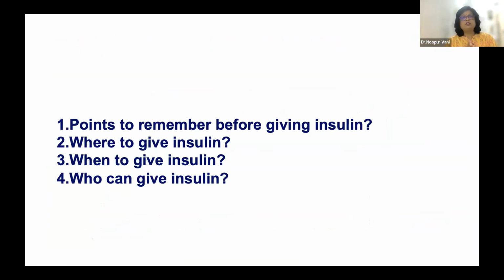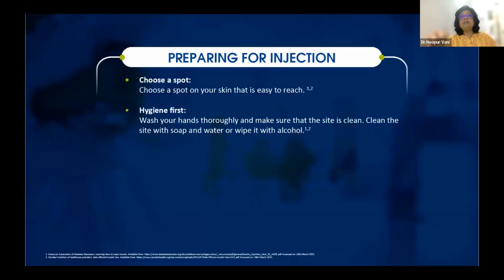One of the major points to remember before giving insulin are where to give insulin, when to give insulin, who can give insulin and who should take insulin. When we are preparing for an injection, first is choose a spot. We have certain sites where insulin should be taken, and the spot on the skin should be easy to reach. It is not easy to take on the buttocks, so it is easier to take on the thighs or the abdomen, but self-injection on the upper arm is also very difficult.